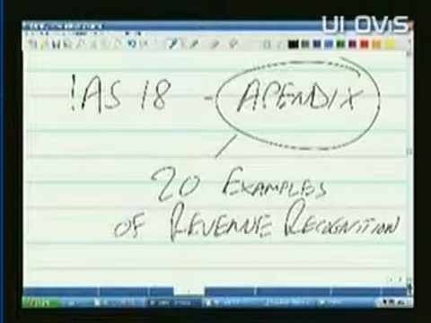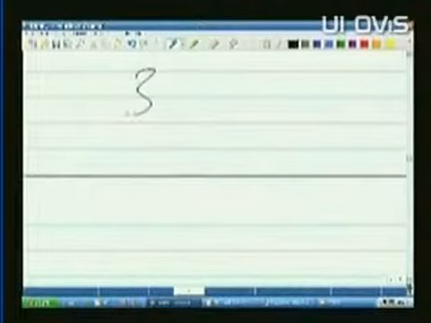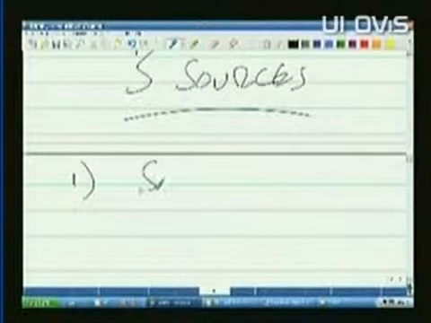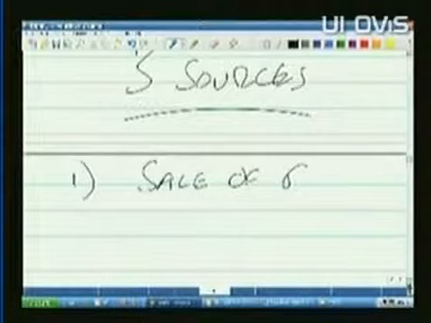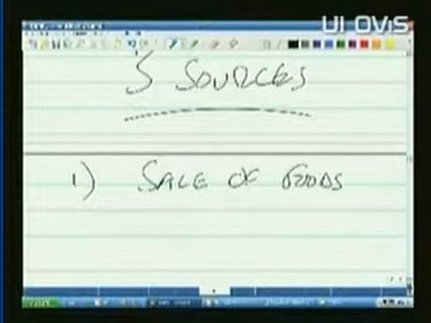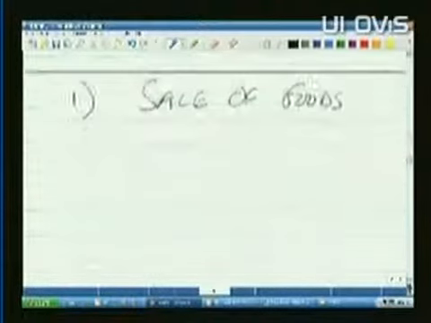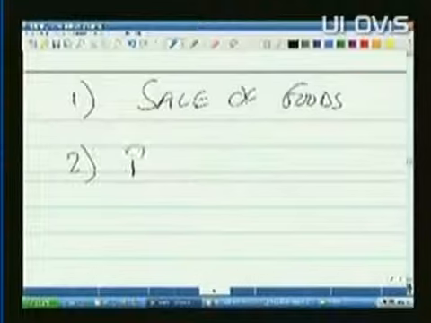So what is revenue? Well, revenue basically comes from three different sources. The first one is the sale of goods. So I sell products to my customers, they pick them up from my retail store, or I deliver them on the back of a lorry, or however. But ultimately, this is dealing with how I recognize that revenue from the sale of goods. The second one is the provision of services.